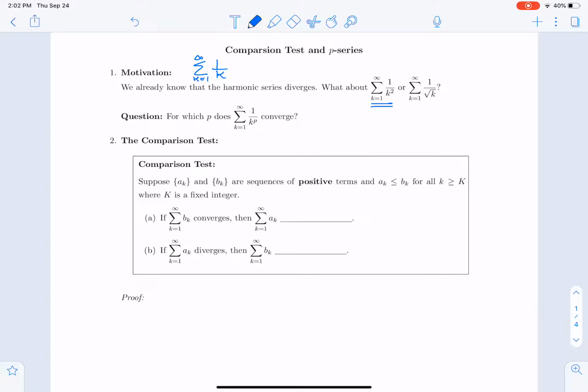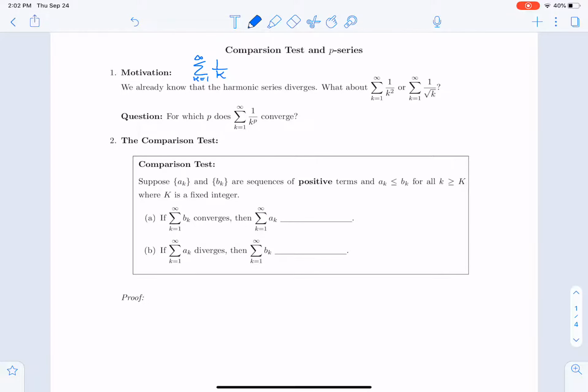Also, what about the sum from k equals 1 to infinity of 1 over the square root of k? Does that series converge? So what we're getting at is we want to ask a general question: for what values of p does the sum from k equals 1 to infinity of 1 over k to the p converge? It appears that for p equals 1 it diverges, and for p equals 2 it converges. What about all the other values of p?